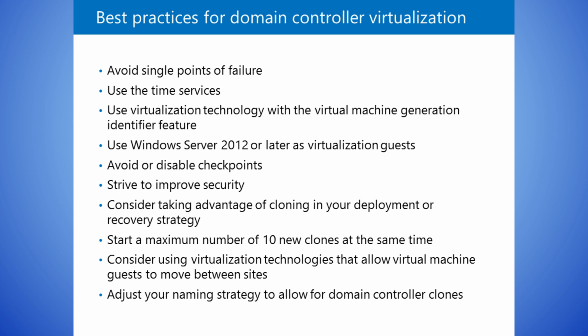Consider using virtualization technologies that allow you to move virtual machines across site boundaries. This can be beneficial in your deployment and recovery strategies. For example, you can create 10 clones in a central location and then move them to remote offices during off-peak hours. Adjust your naming strategy to allow for domain controller clones. For example, allow clone domain controllers to retain the first 8 characters of the source domain controller name and then attach CLN to it.